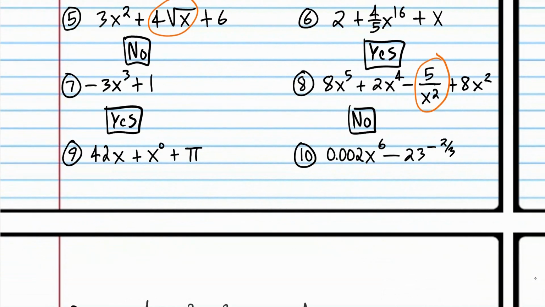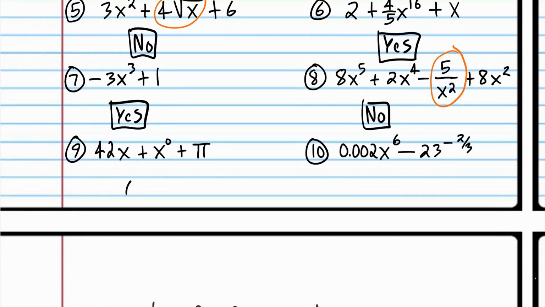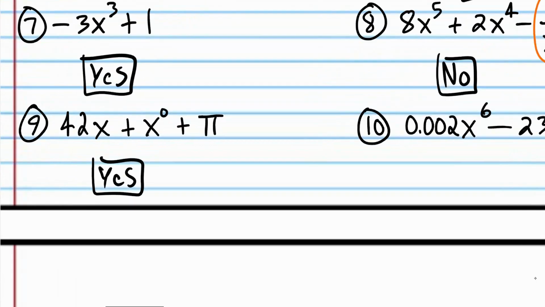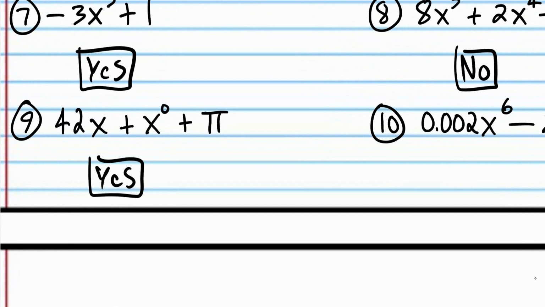Number 9 is a trick problem. Number 9 actually is a polynomial. You might say, well, wait a second, we can't have a pi. Well, pi is just a constant, so it's okay to have pi as a term. If you had x to the pi power, now that wouldn't be allowed, because pi is not a whole number. Or if you had pi to the x power, that would not be allowed because you can't have a variable in an exponent.